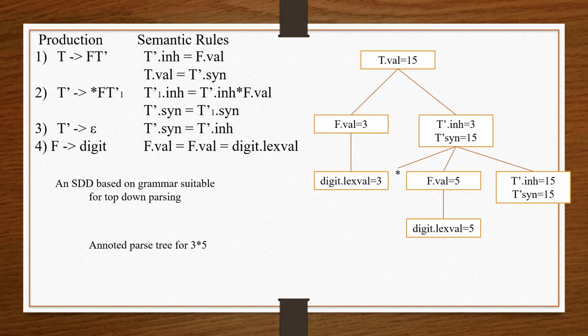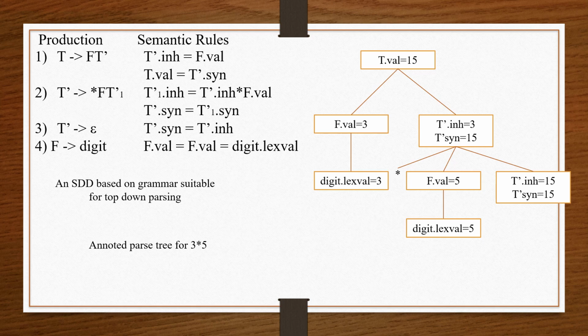See, look at this parse tree. Let me clear this. Look at this particular parse tree. So how are the semantic rules used for input 3 * 5? The leftmost leaf in the parse tree is labeled digit. What is the attribute? lexval. What is that equal to? 3, where 3 is supplied by the lexical analyzer.